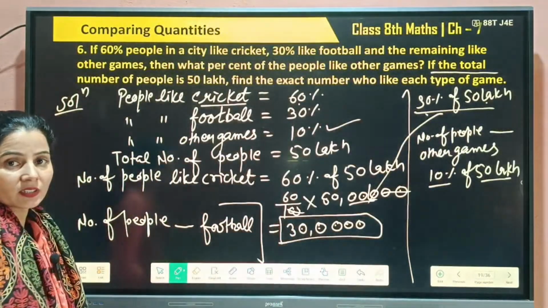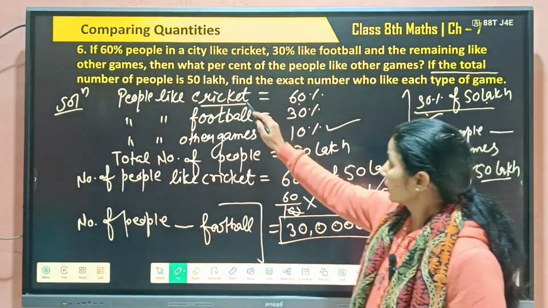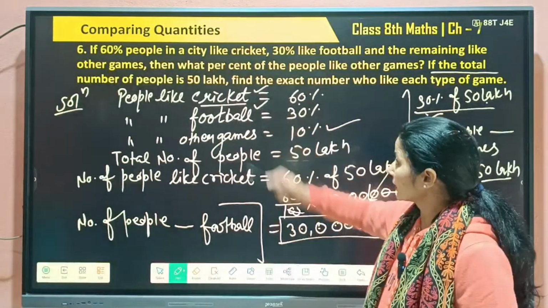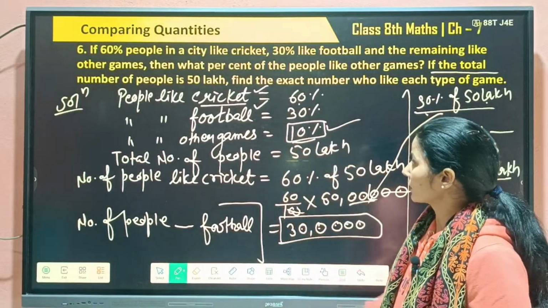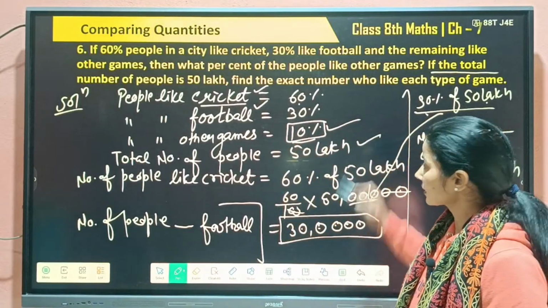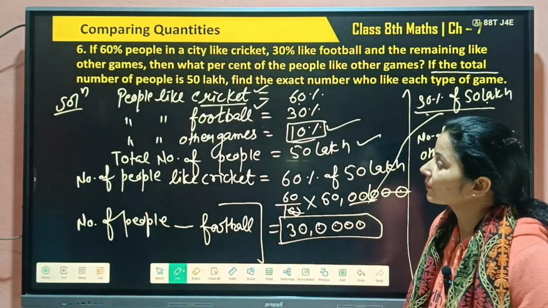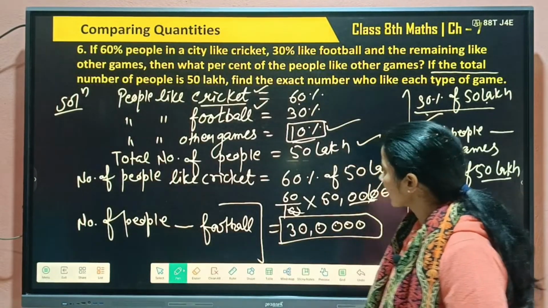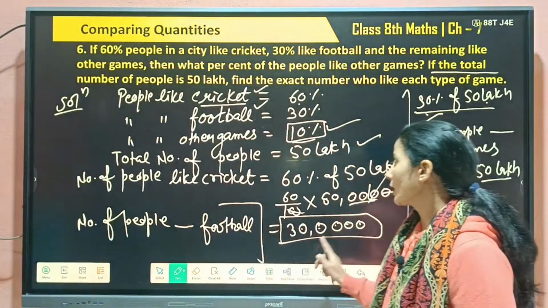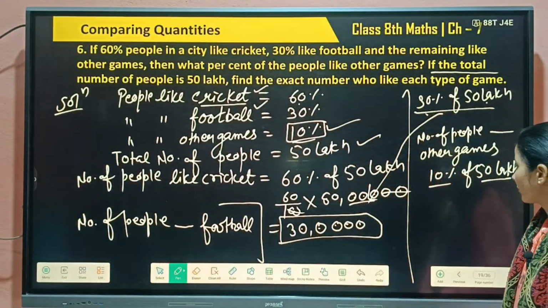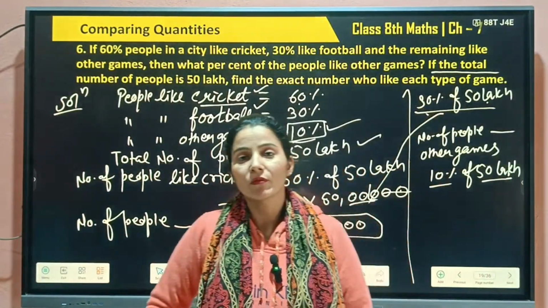So this exercise is completed. Let us see what this question was. In this question, 60% of people like cricket, 30% like football, and the remaining like other games, which are 10%. The total number of people is 50 lakh. We have to find the exact number of people who like each type of game. First, the number of people who like cricket is 60% of 50 lakh, the number who like football is 30% of 50 lakh, and for other games it is 10% of 50 lakh. So exercise 7.1 is completed.